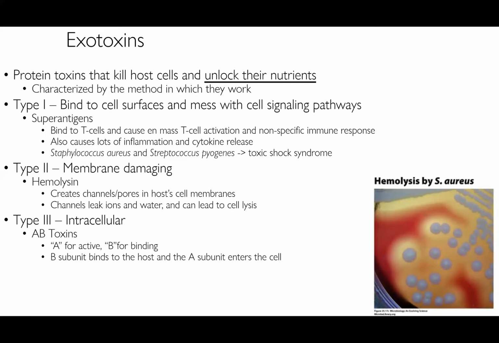And then finally, we can have type 3, which are intracellular ones. These are commonly known as A-B toxins. A for active and B for binding. The idea being is the B subunit binds to the host and the A subunit enters the cell, causing damage.